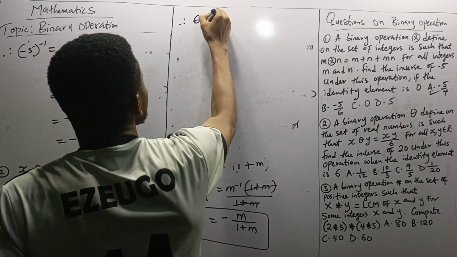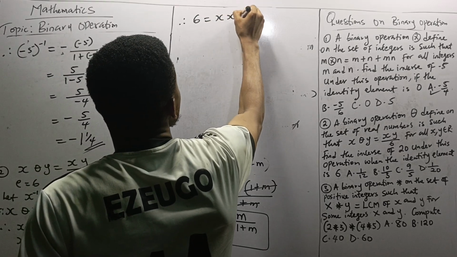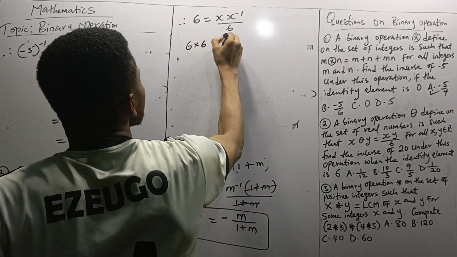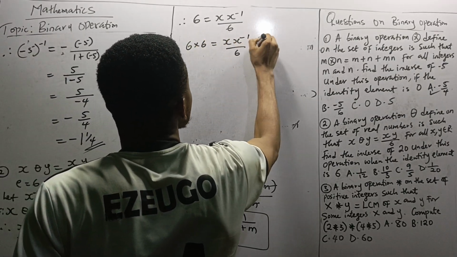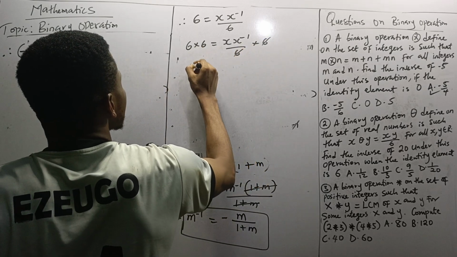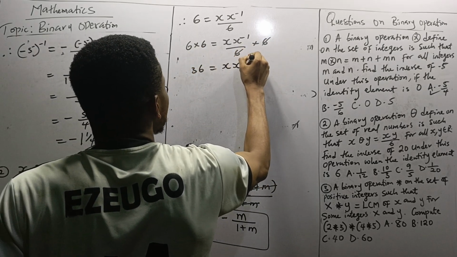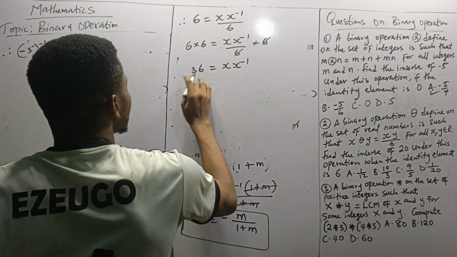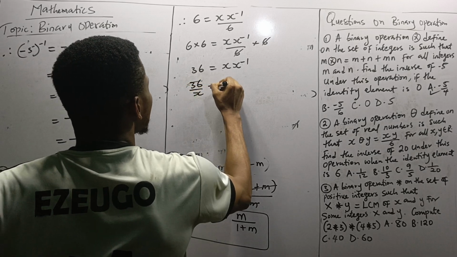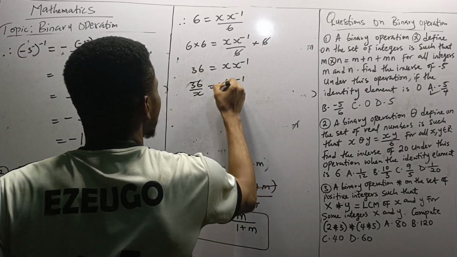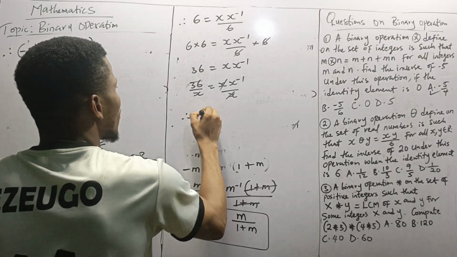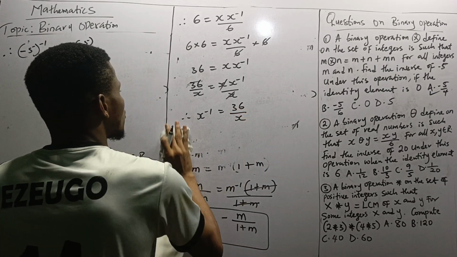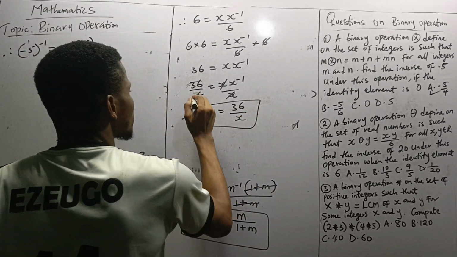So therefore we have that 6 is equals to x times x inverse over 6. Of course, we multiply both sides by 6. So we have 6 times 6 equals x times x inverse over 6 times 6. So that 6 cancels 6. 6 times 6 is 36, so 36 equals x times x inverse. We're looking for x inverse, so we divide both sides by x. So 36 divided by x equals x times x inverse divided by x. So that x cancels out with x. Therefore our x inverse is now equals to 36 over x. So this is our formula for the inverse element.